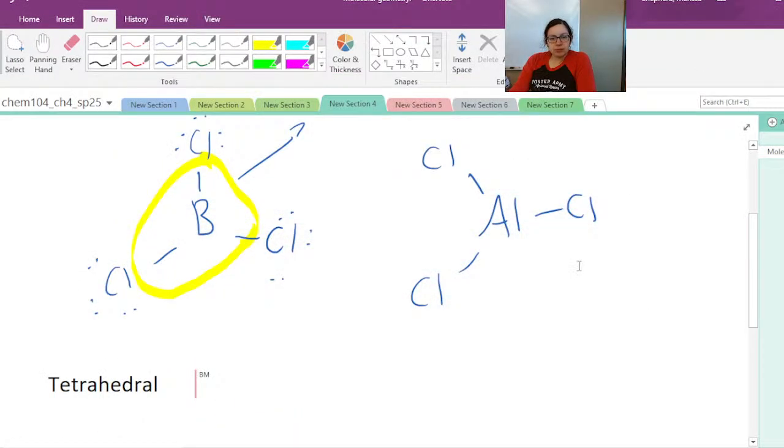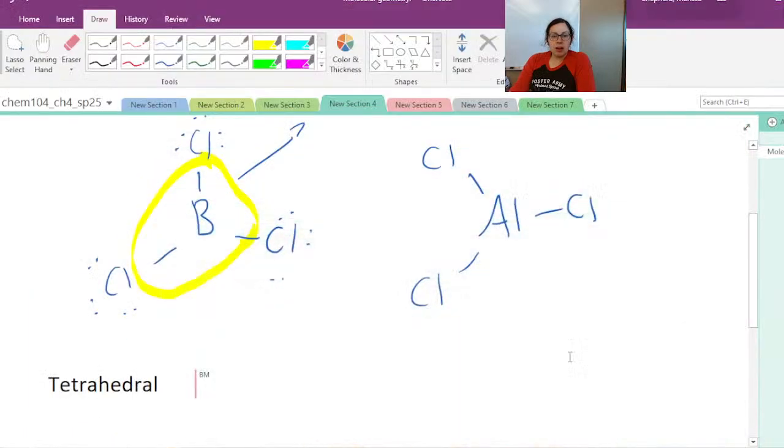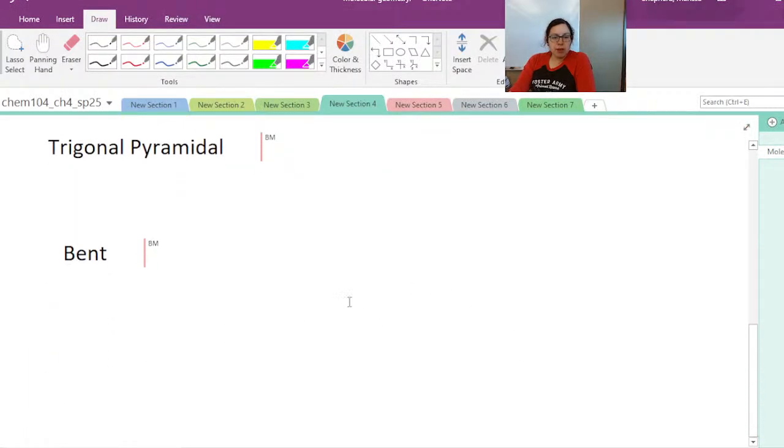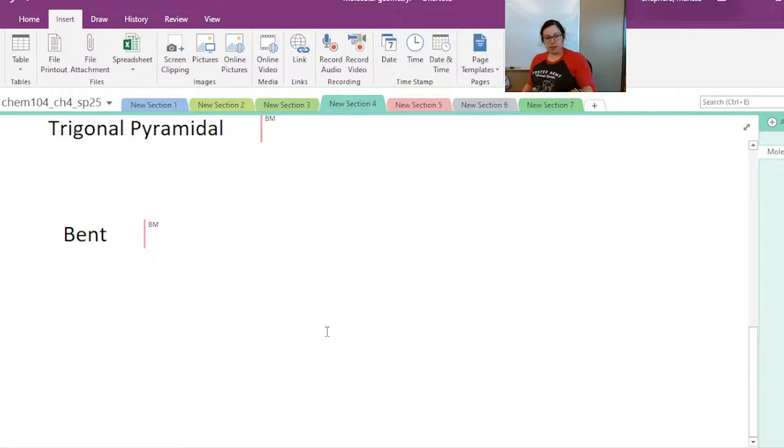Is there any difference between the bent and the trigonal planar? How do we differentiate between these two? So there's a bent one for that one. There are actually 2 bents.